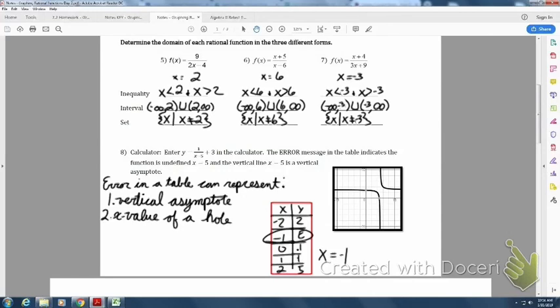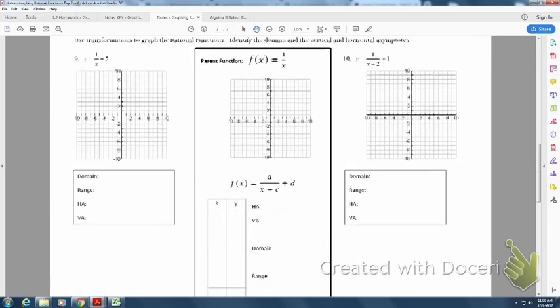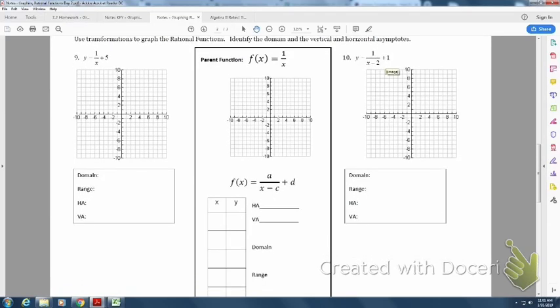Okay. All right, so let's go to actually graphing. So this is going back to the transformations, what we talked about last class.